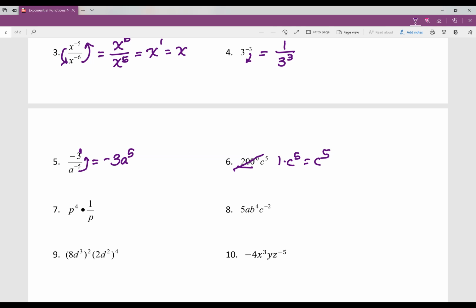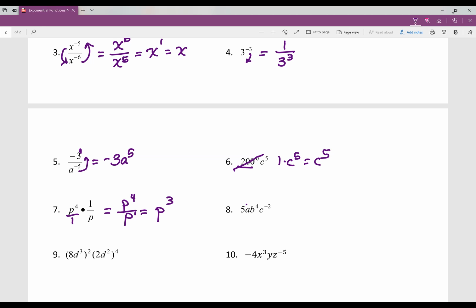Number 7, this is like p to the 4 over 1. When you're multiplying, you go this way. So this is like p to the 4 over p. And this has a power of 1. Anytime it doesn't have a power, that's a 1 there. So 4 minus 1 is 3. There's more p's on top.